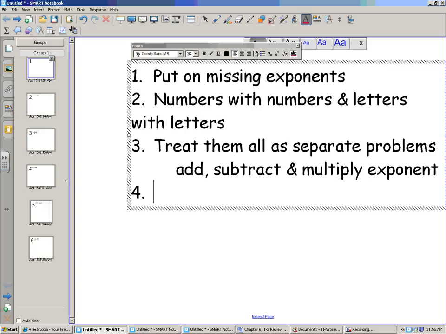And then lastly, get rid of all negative exponents.